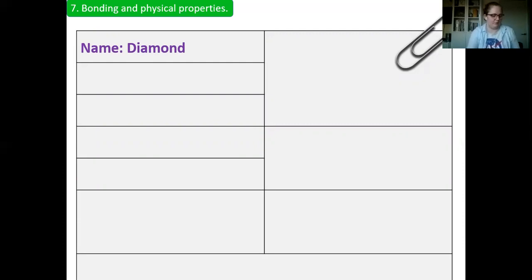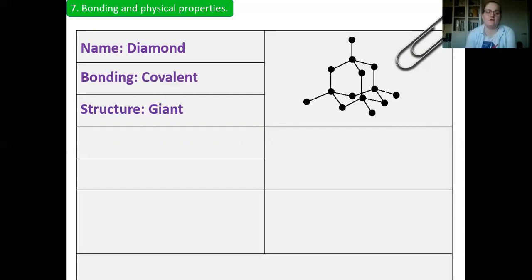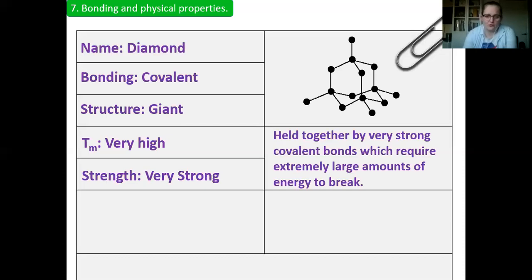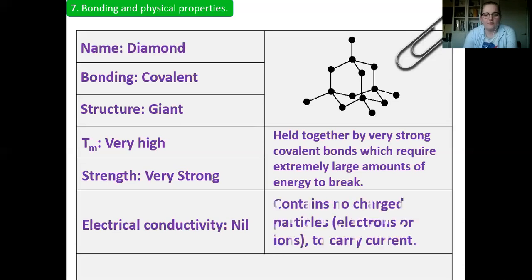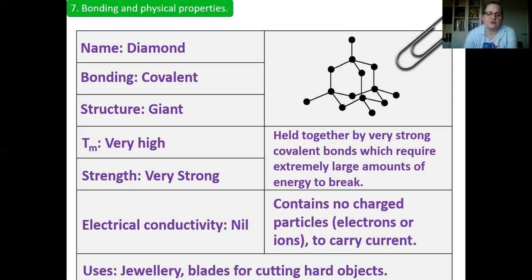So yeah, an example of that would be diamond. The type of bonding that occurs in diamonds is covalent bonding. It is a giant covalent structure. It has very high melting points. It's very, very strong, and it's held together by very strong covalent bonds, which require extremely large amounts of energy to break. It doesn't conduct electricity because it has no delocalized electrons, so it contains no charged particles to carry a current. And we use it for things like jewelry, blades, and cutting hard objects.